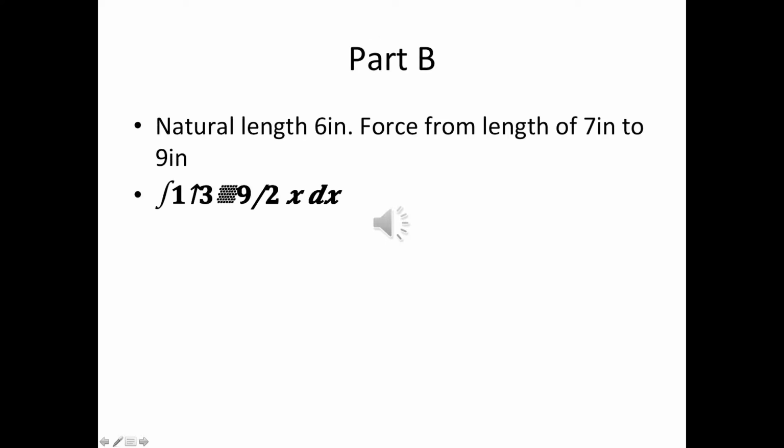Part B asks for the work from a length of 7 inches to 9 inches with the same spring. Since it's the same spring, the constant will remain the same, and thus the integrand. The top boundary will change to 9 inches minus the natural length 6 inches, which will be 3. The bottom boundary will change from 7 inches minus the natural length of 6 inches to 1 inch. The antiderivative also stays the same, since the integral is the same, but this time we will plug in 1 for x, and we'll subtract that number from what we get when we plug 3 in for x. We will end up with 18 inch-pounds.